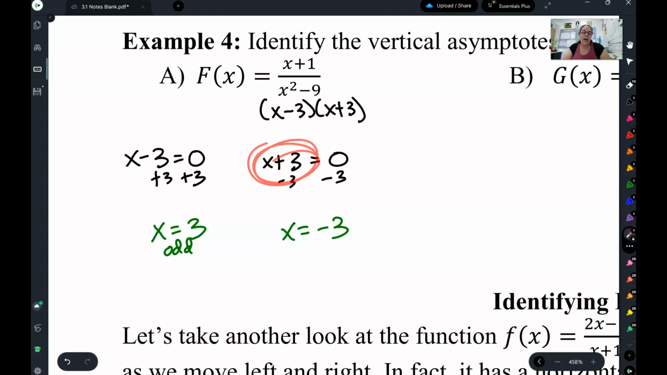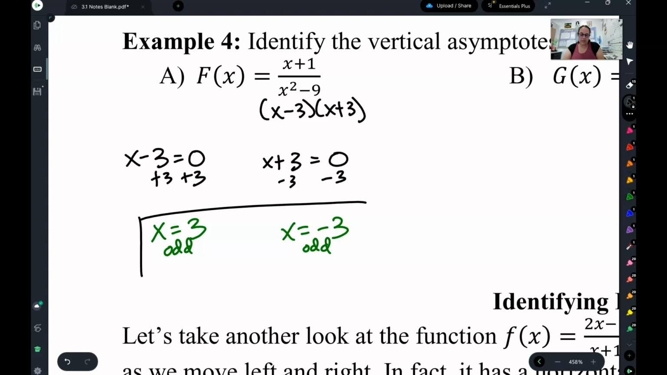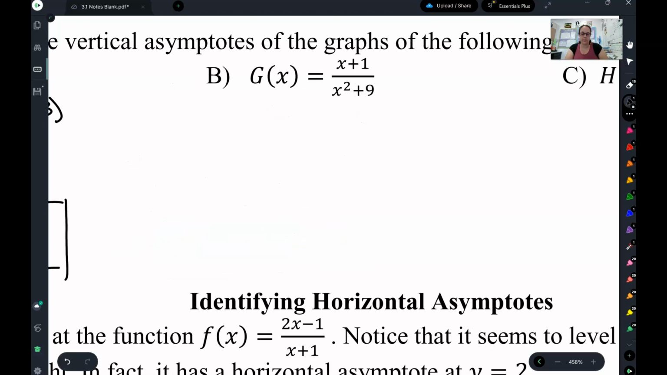Here, x plus 3 is where I got my negative 3. The exponent on this x plus 3 is a secret 1, which is odd. So I have 2 vertical asymptotes. They are both odd asymptotes for this one.